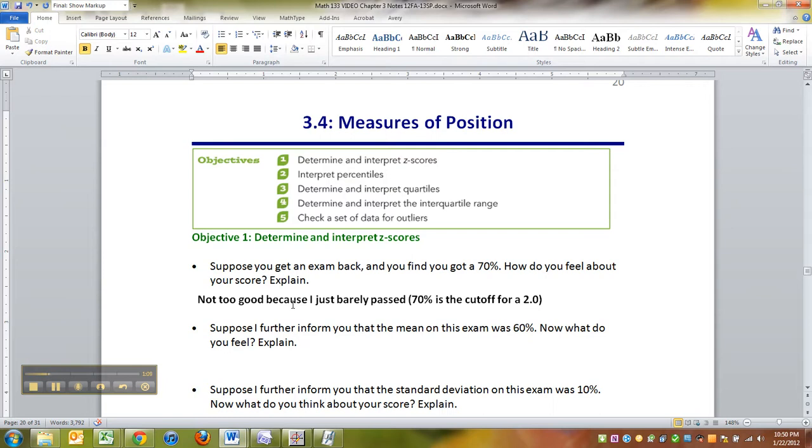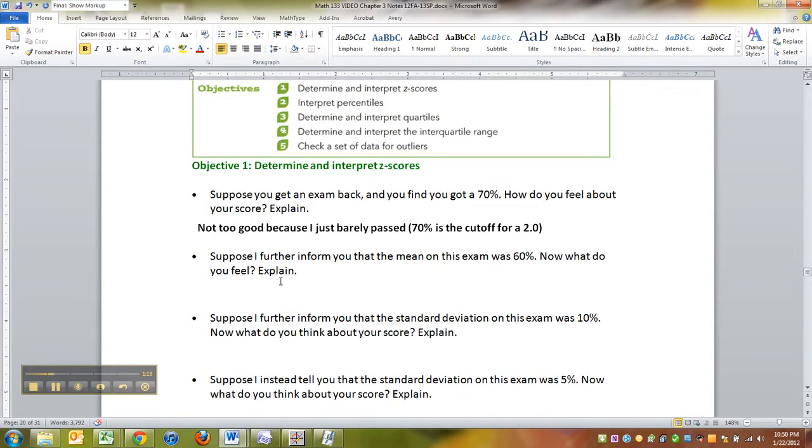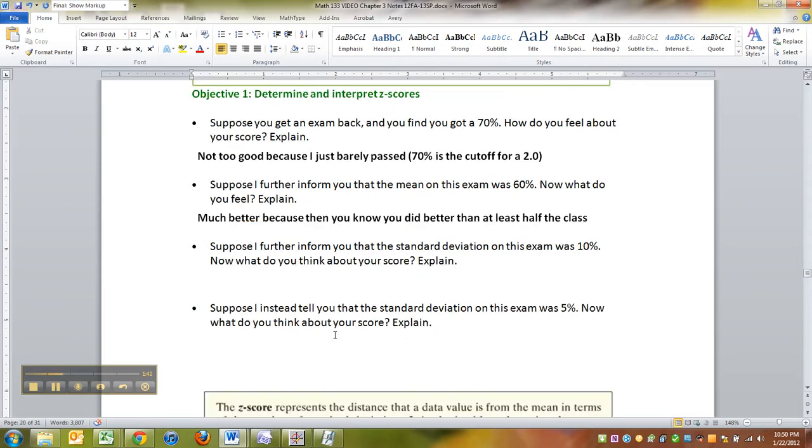Now you find out that the mean on the test was 60, right? So you get your test back, you see it's a 70, you go, meh. And then you say, hey, what was the exam average? That's the next thing you ask your teacher. And you find out it was 60. And now you're feeling much better, because then you know you did better than at least half the class, right? Because roughly half the class got 60 or below, because that's the average. So you're thinking, hey, I'm not that bad.